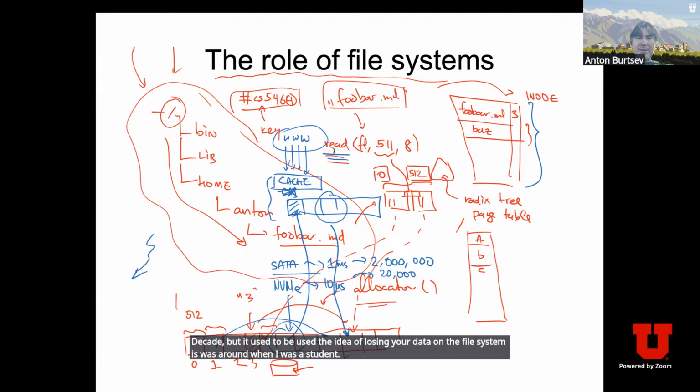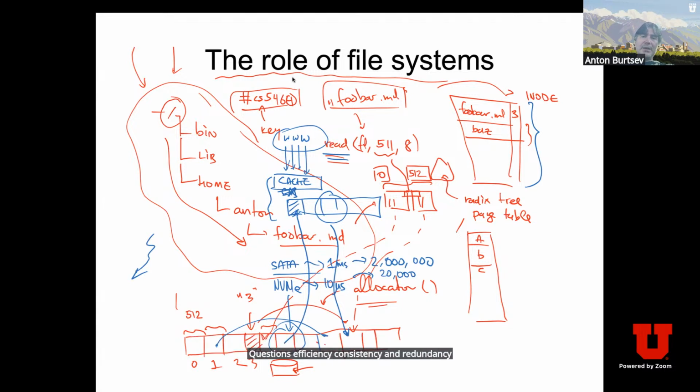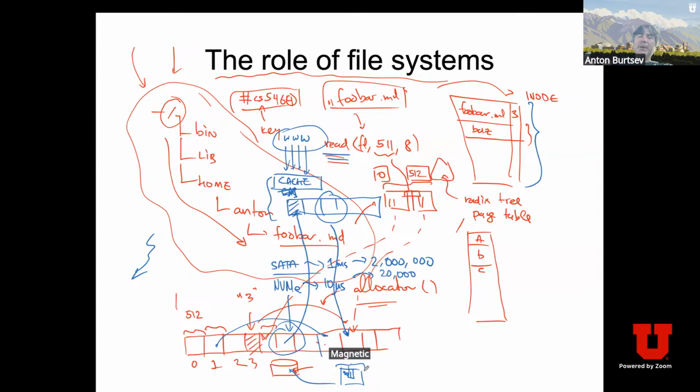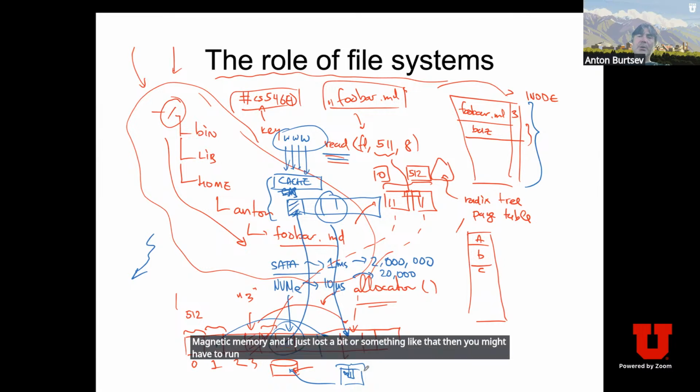Questions: efficiency, consistency, and redundancy. Redundancy is there too. Well, we don't have it in this class, but essentially the redundancy comes when you say that the disk itself can bit flip, essentially just losing individual bits because it's a mechanical error and you use magnetic memory and it just lost a bit. Then you might have to run some kind of error correction scheme to make sure that first you detect an error, and second, if you have enough redundancy, you can recover from an error.